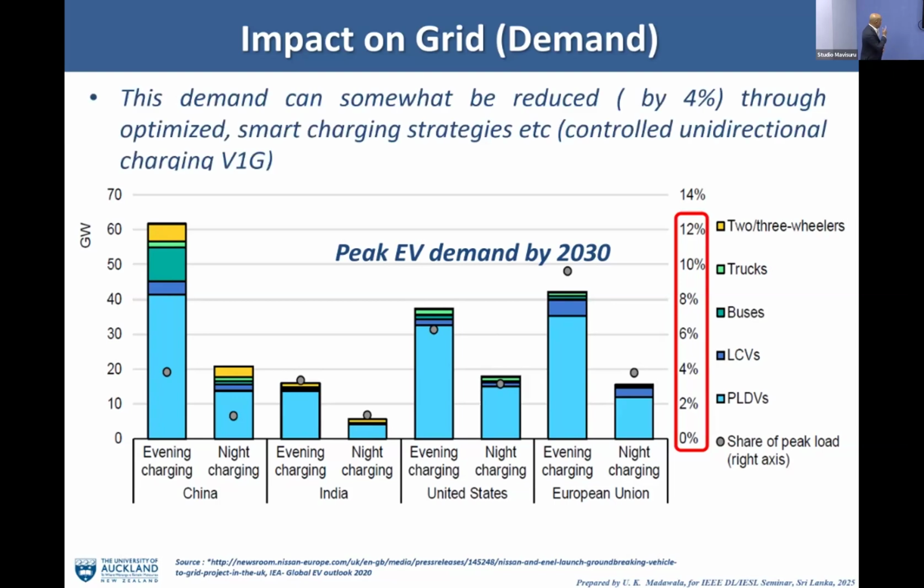One way to get around that problem is to do some sort of intelligent charging with incentives. It's called V1G, in one direction, so from the grid to the vehicle, not the other way around. The load can be reduced by about 4% by optimizing smart charging. But this is not the solution.